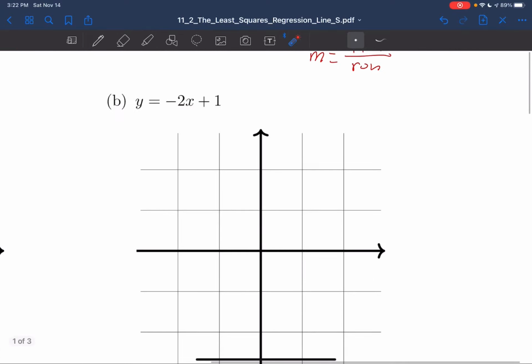So how about this one? Here our slope m is going to be equal to negative 2, and you could think about this like negative 2 over 1, so this is like rise over run. And then your y-intercept is equal to positive 1.